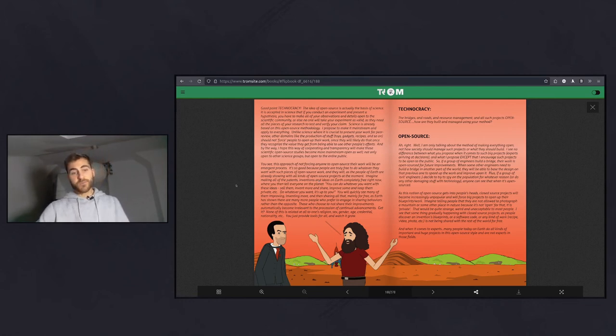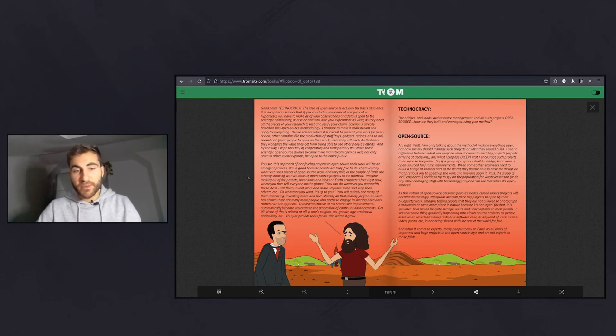You see, this approach of not forcing anyone to open source their work will be an emergent process. It's so good because people are truly free to do whatever they want with such pieces of open source work, and they will, as the people of Earth are already showing with all kinds of open source projects at the moment. There are hundreds of thousands, if not millions of open source projects out there right now.